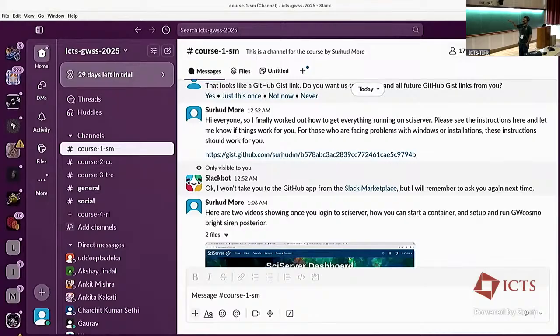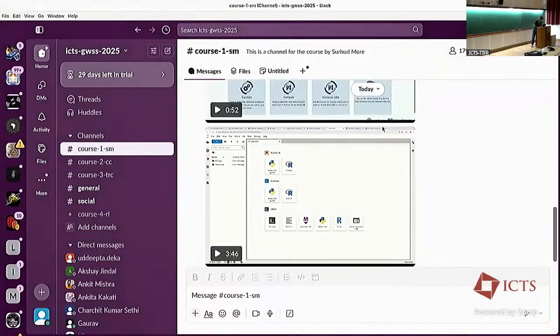If you click this link, you will see detailed instructions on how to install both GW Cosmo as well as Icaro GW, and how to run the bright siren posterior that we have done so far. Please take a look at it in case you have trouble. For people who have trouble following those instructions, I've also put together a screen recording of the steps I followed. Those are also pasted here.